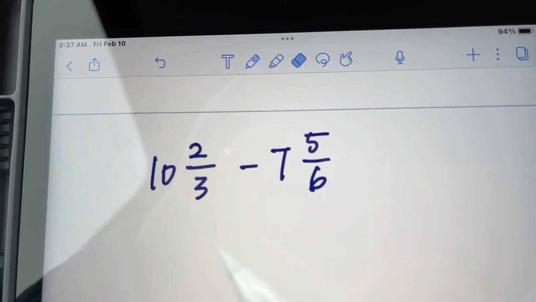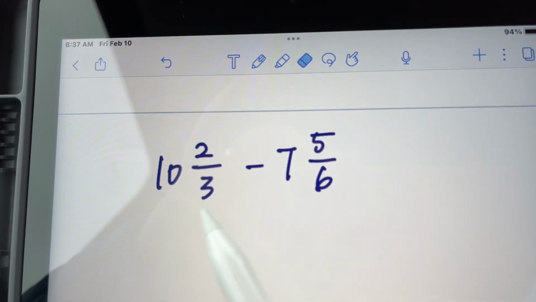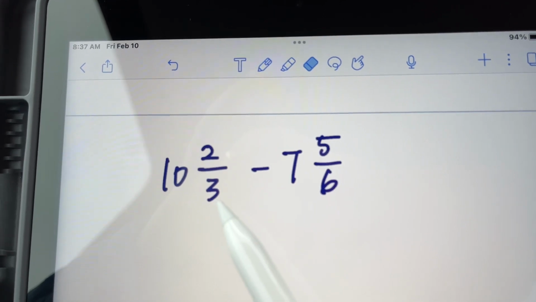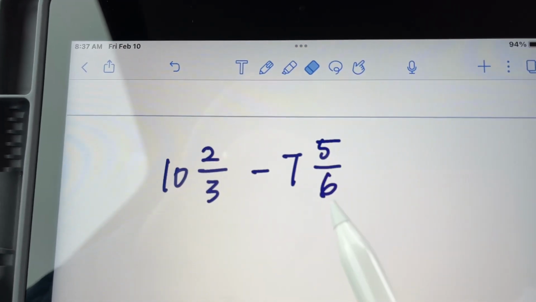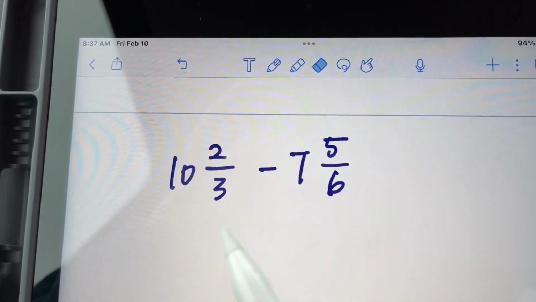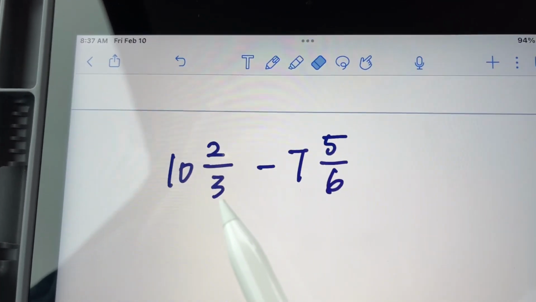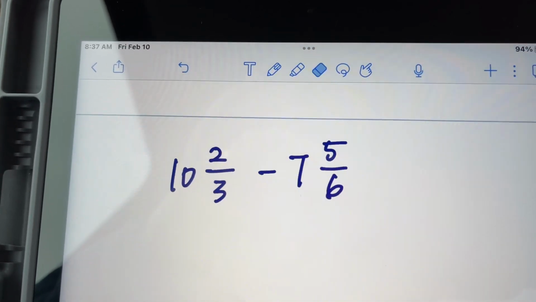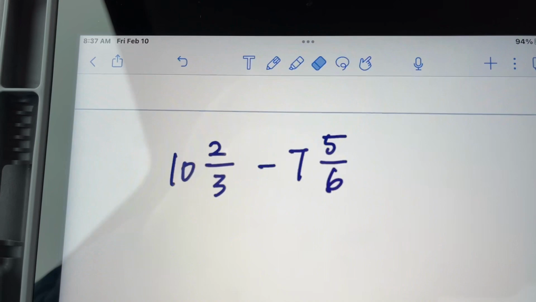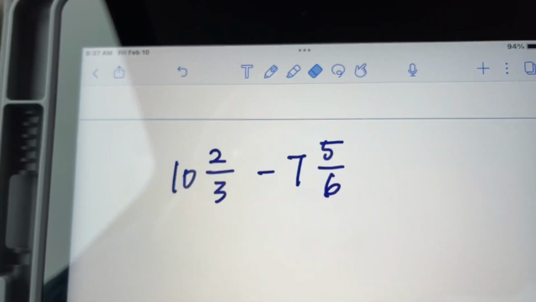Let's talk about subtracting mixed numbers. One of the things you should notice with the mixed numbers here is that we have different denominators, and you cannot subtract fractions when the denominators are not the same. So this is a 3 and this is a 6, so we can't just subtract the numerators, the top parts there. So what I'm going to do is work on converting this.